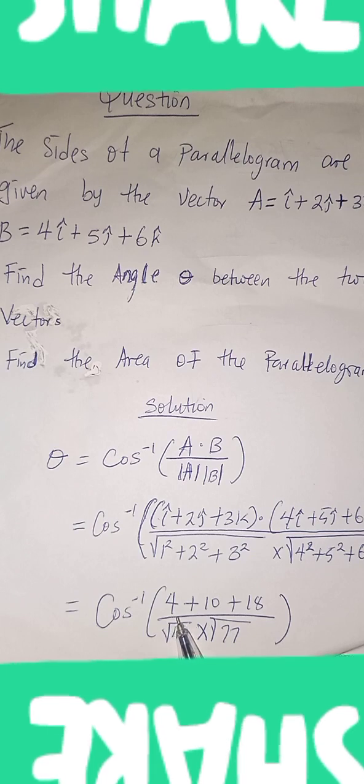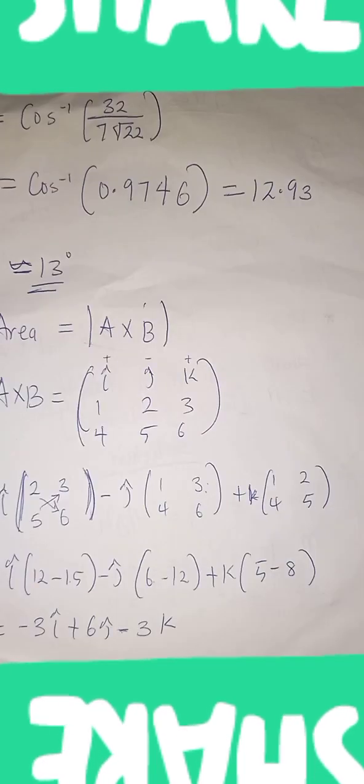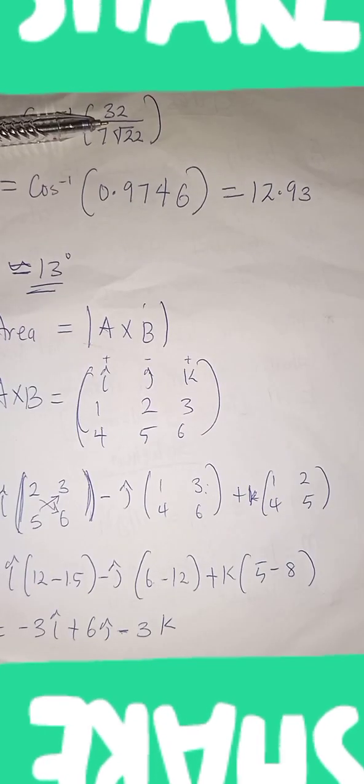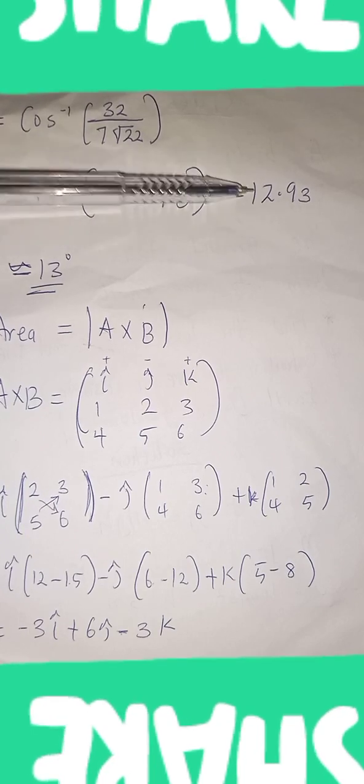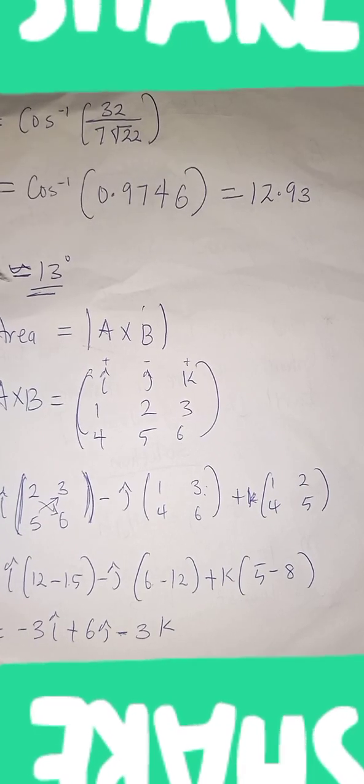So after this now, let's see what we're going to have next. Then we have cos inverse of this. Then cos inverse of this is 12.93, approximately 13 degrees. That's the angle between them. I also find the area of the parallelogram.